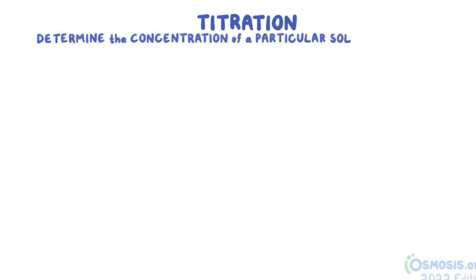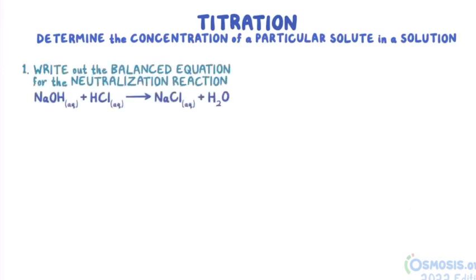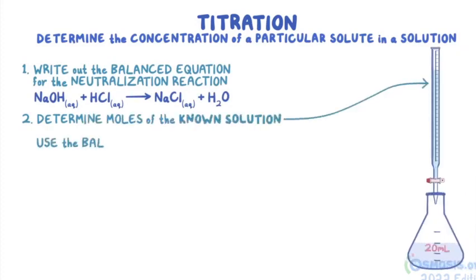Alright, as a quick recap, a titration is a laboratory technique used to determine the concentration of a particular solute in a solution. The first step is to write out the balanced equation for the neutralization reaction. The next step is to determine the moles of the known solution and to use the balanced equation to find the moles of the unknown.